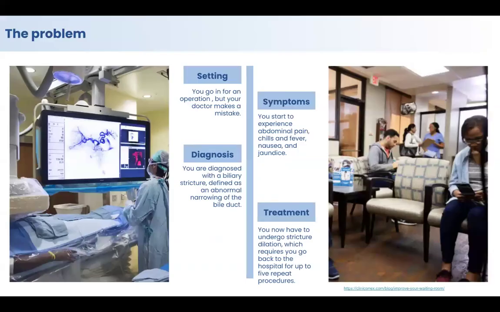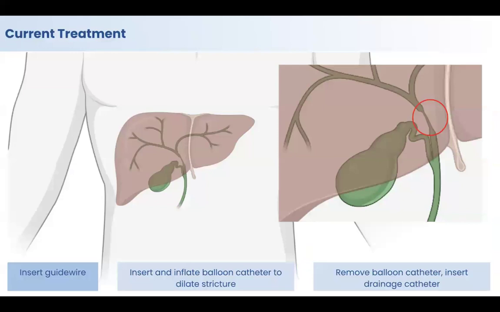Imagine the following scenario. You go in for an operation to fix an issue with your GI tract, but your doctor makes a mistake. You start to experience abdominal pain, chills and fever, nausea, and jaundice. You are diagnosed with a biliary stricture, defined as an abnormal narrowing of the bile duct, and you now have to undergo stricture dilation, which requires you to go back to the hospital for up to 5 repeat procedures every 2 to 3 weeks. The treatment goes as follows.